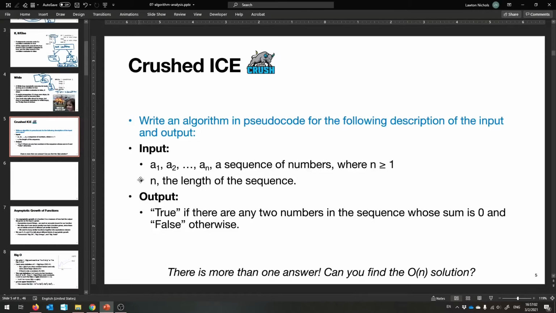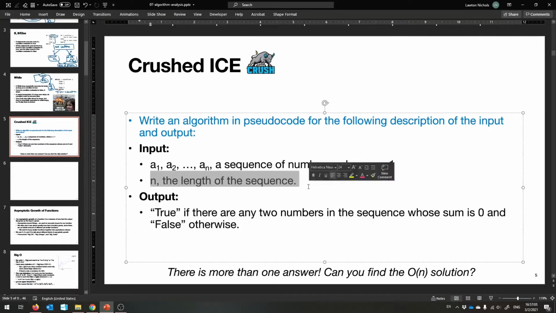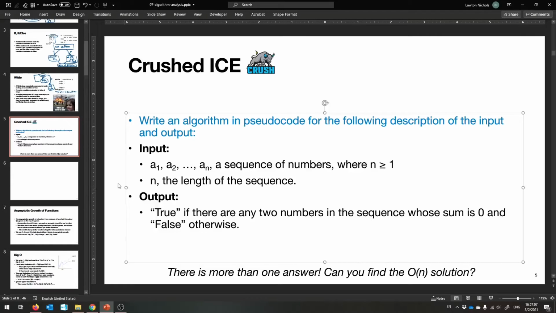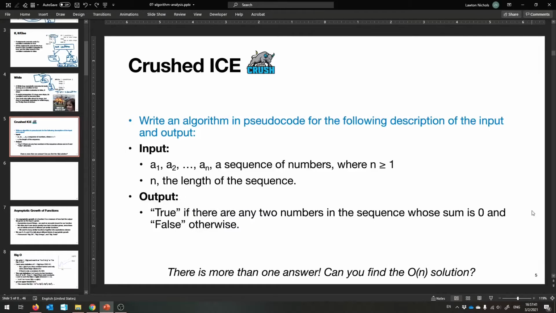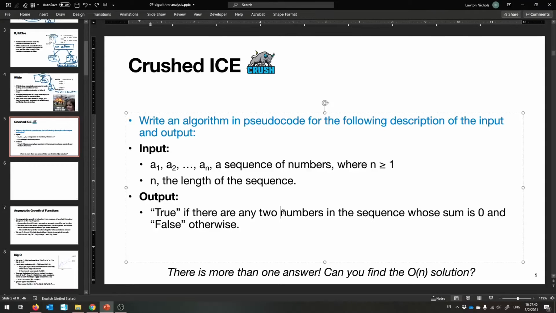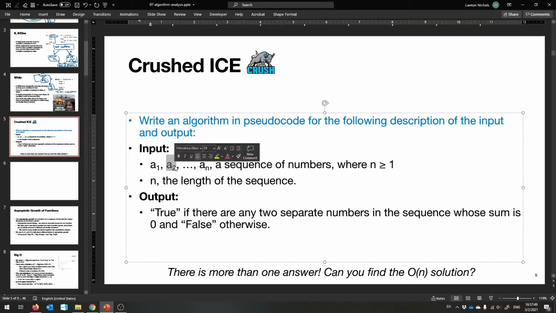So maybe you're given an array instead of a vector, and you know how long it is, no matter what. Okay, and your output is true or false. It's a Boolean output. True if you can find two numbers in the sequence whose sum is 0, and false otherwise. And I should be a bit more specific here. Let's say two separate numbers in the sequence, because technically you could choose, like if A2 is 0, you could choose A2 twice. Let's disallow that.